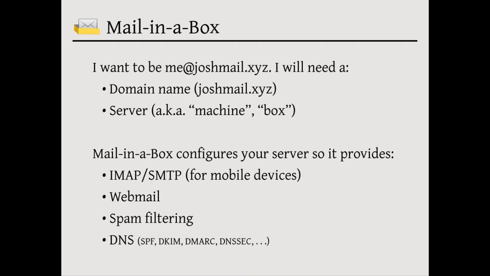Let's say that I want a new email address for myself, say me@joshmail.xyz. I'm going to need a domain name, that's joshmail.xyz, and a server. Mail in a Box configures that server so that it provides email server functionality, including support for mobile devices, webmail, a spam filter, and other protocols needed for mail delivery.